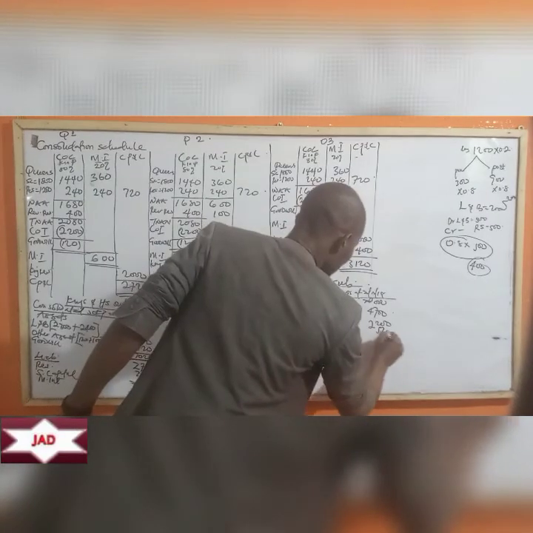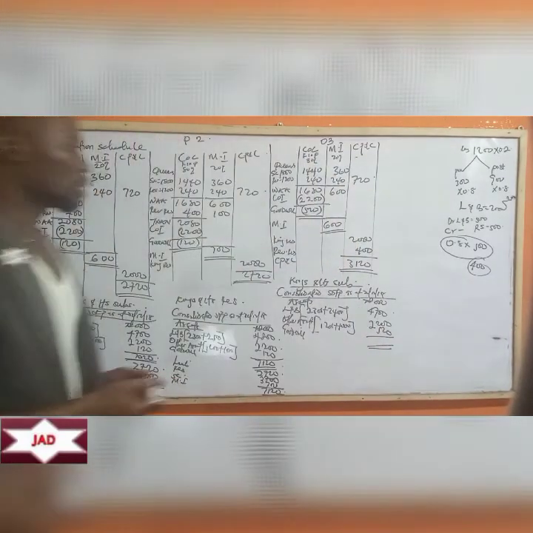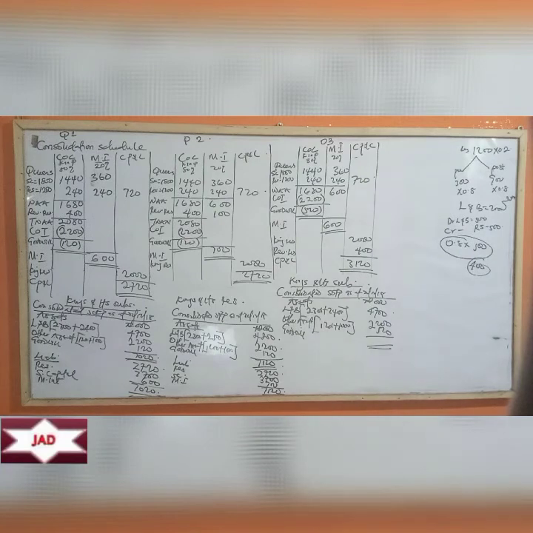So goodwill here is what? 520. So when you add up, what do you have? 4,700 plus 2,200 plus 520. 7,420.